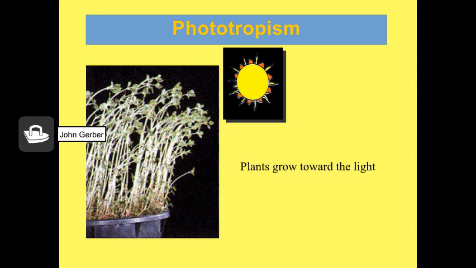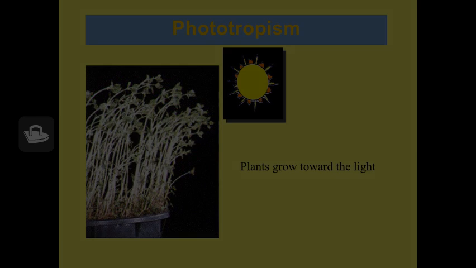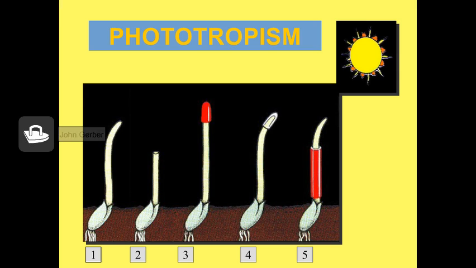The tropism most easy to recognize is phototropism. That's where plants turn towards the light. If you've ever had a plant growing on a windowsill, you'll notice it leans towards the light. This was an early experiment. It was actually done by Charles Darwin.